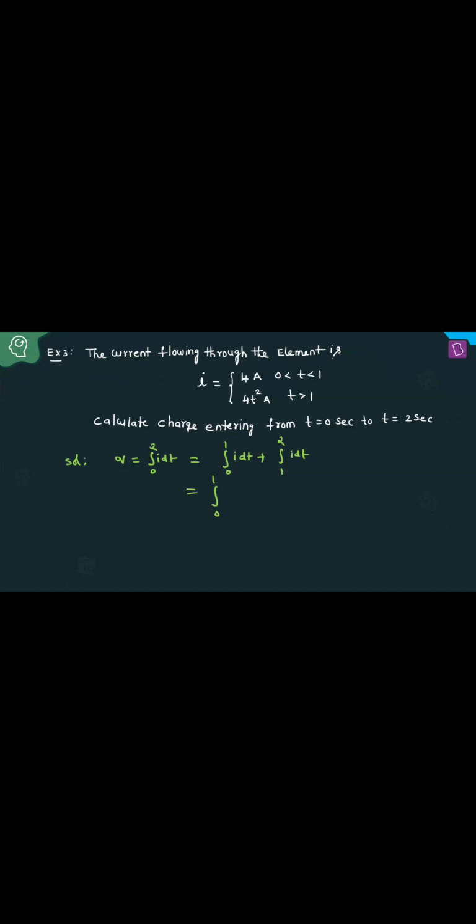From 0 to 1, up to 1, I is 4 amperes, so 4 dt. From 1 to 2, greater than 1, 4t square dt. Integration of constant is t, from 0 to 1. 4 is common. Integration of t square is t cube by 3, from 1 to 2. Substitute the limits: 1 minus 0, 4 by 3, into 2 cube minus 1 cube. This is 4 plus 4 by 3 into 7.